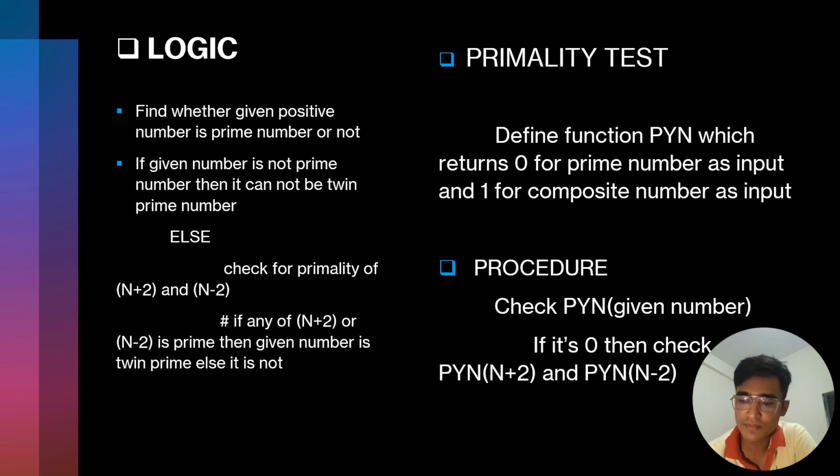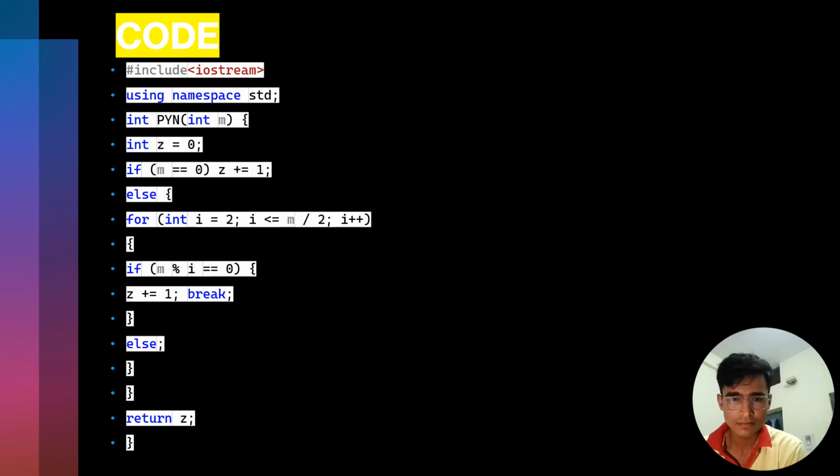So now comes the question: how will we write the code for pyn? How will we create the function pyn? Now let's come to the coding part. How will we write the function pyn? Okay, we know that the pyn function will return an integer value as output, 0 or 1. So its range will be integer. So the data type of pyn is integer.